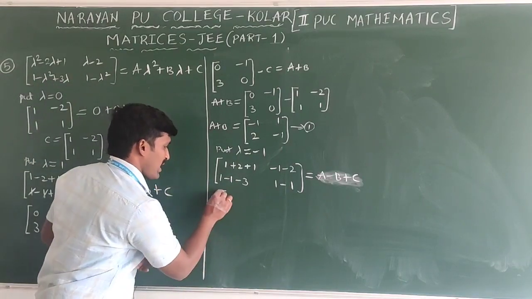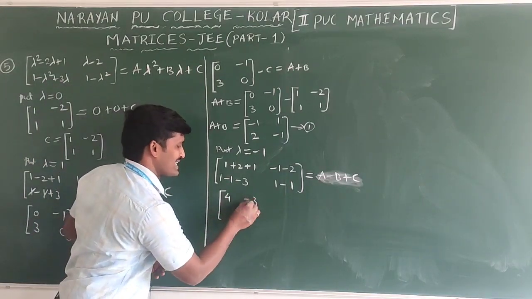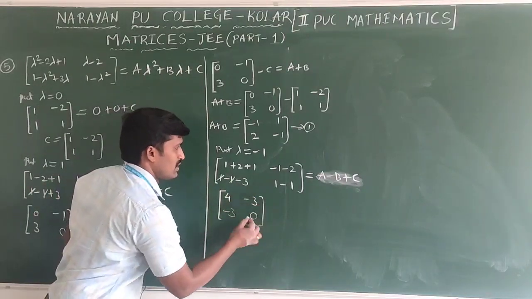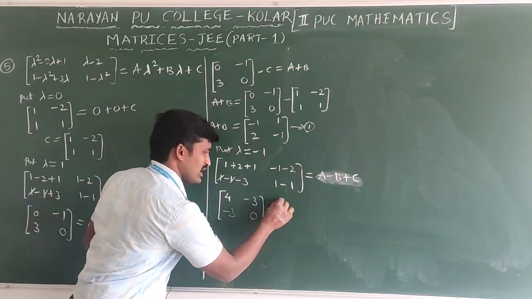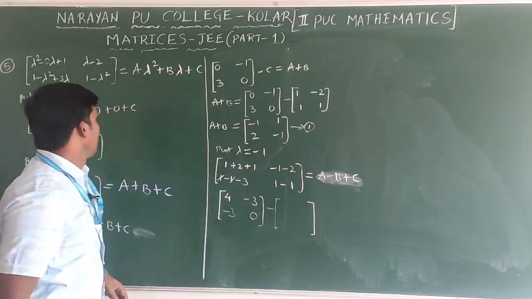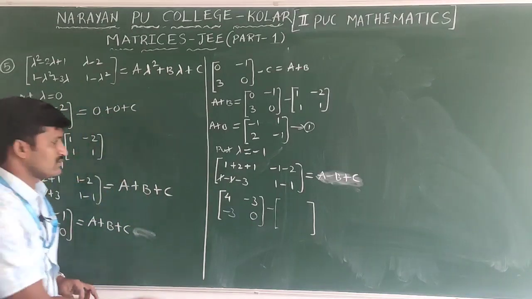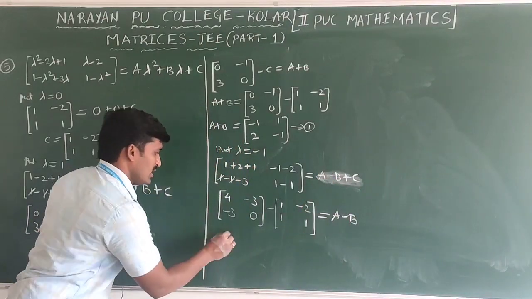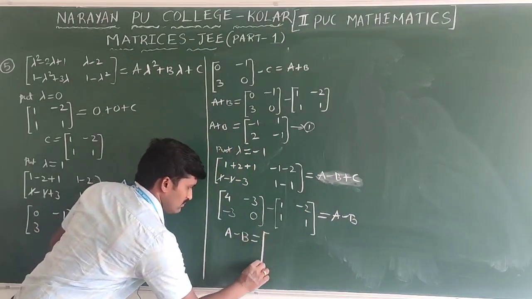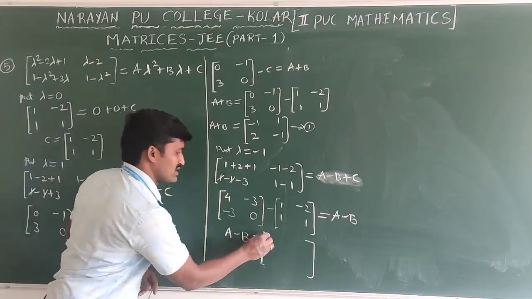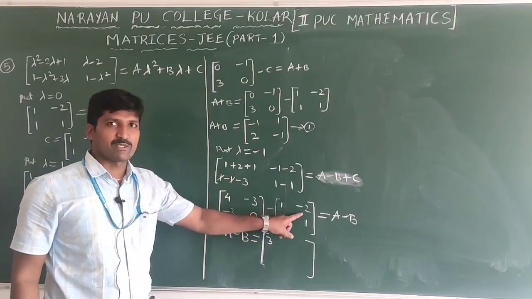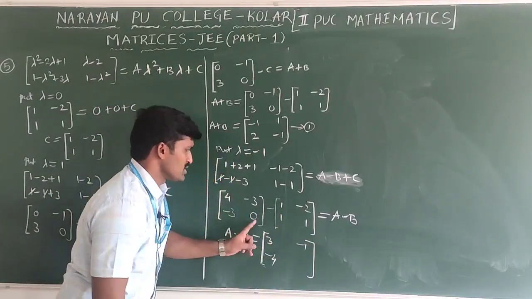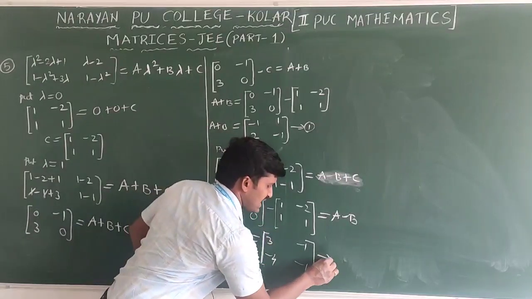Now from this, what is the matrix we got here? 4, minus 3. Here minus 1 plus 1 gets cancelled. Minus 3, 0. Take the C matrix this side: minus C only. Now directly I am writing the C matrix: minus [1, minus 2; 1, 1] equal to A minus B. Now from this, A minus B equal to [4, minus 1; 3, minus 3]... minus of minus plus, minus 3 plus 2 is minus 1, minus 3 minus 1, minus 4, 0 minus 1 is minus 1. Take this as equation number 2.